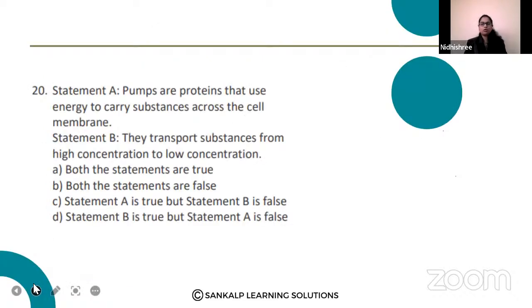Okay, 20th question goes like this, guys. Two statements are given. Statement A, pumps are proteins that use energy to carry substances across the cell membrane. Statement B, they transport substances from higher concentration to lower concentration. Options: A, both statements are true. B, both statements are false. C, first statement is true, second one is false. D, statement B is true, whereas statement A is false. Be fast.